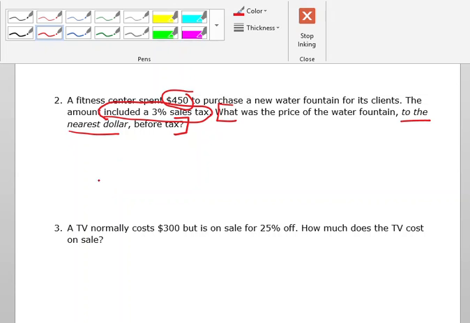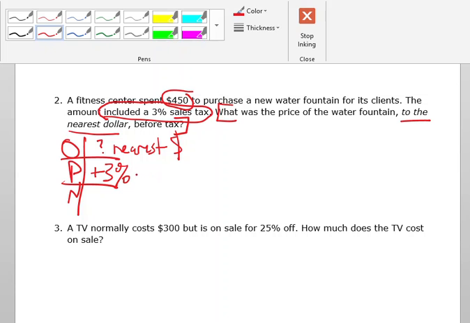All right, so I'm going to do my OPN here. Okay, so again, I do not know what the original price was, but I need to find it to the nearest dollar. My percent change was plus 3%, which means I paid 103%. Okay, and my new was 450. That's the total amount of money that was paid.